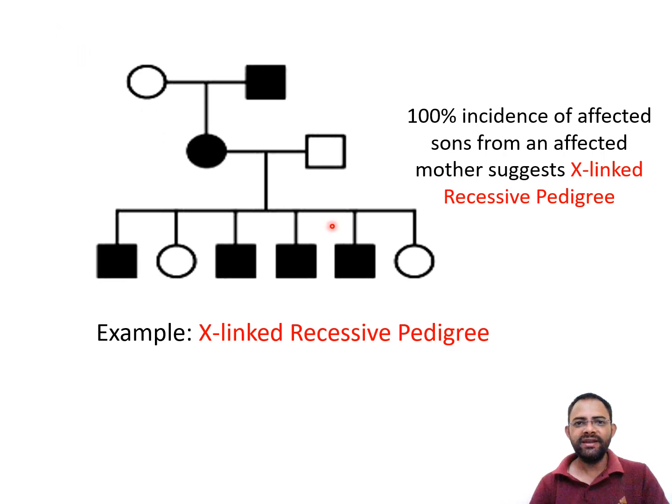Now look at this pedigree chart. Here the most affected individuals are the males, more than the females. And the most important thing is that the traits are transferring from the affected mothers to sons and the affected father to daughters. Means in this section, the traits are transferring from mother to sons. And in this section, you can easily see the traits are transferring from the affected father to daughter. And the traits are not transferring from father to son.